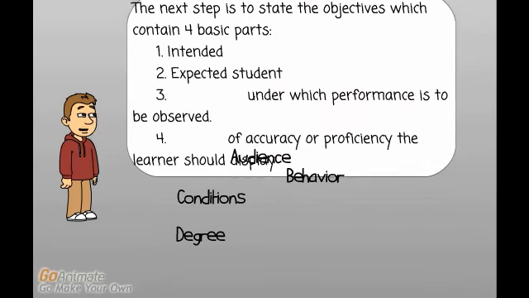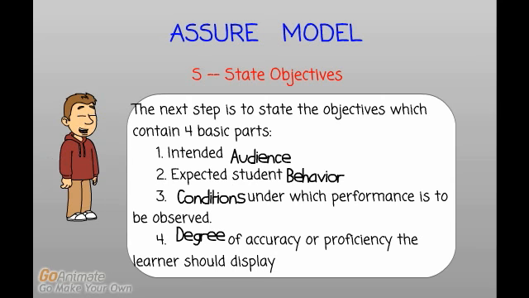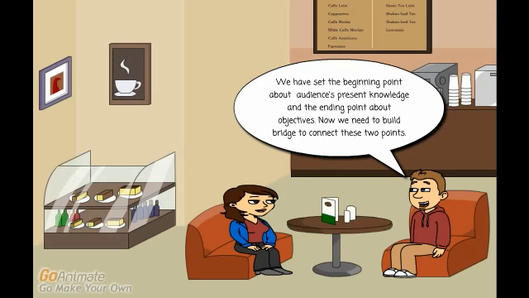The next step is to state the objectives, which contain 4 basic parts: intended audience, expected student behavior, the conditions under which performance is to be observed, and the degree of accuracy or proficiency the learner should display. We have set the beginning point about the audience's present knowledge and the ending point about objectives. Now we need to build a bridge to connect these 2 points.